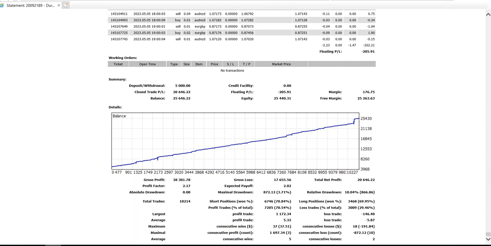Okay, so a few minutes earlier, before creating the video, this was the floating, and even right now also, like minus 205 or 201 was the floating, right? You can see the gross profit, gross loss, the profit factor, the expected payoff, and everything is in front of you, right? So in case you have any question, you can contact me. And before I finish this video, let me just show you the other account.